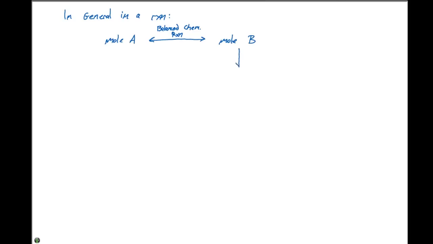We can also convert moles of species B to grams of B. And we can do this by using the molecular weight. We can convert from grams to moles and from moles to grams. Now, we can also go over here to species A and convert moles of A to grams of A. And we can convert grams of A to moles of A. And again, we use the molecular weight in order to do this.